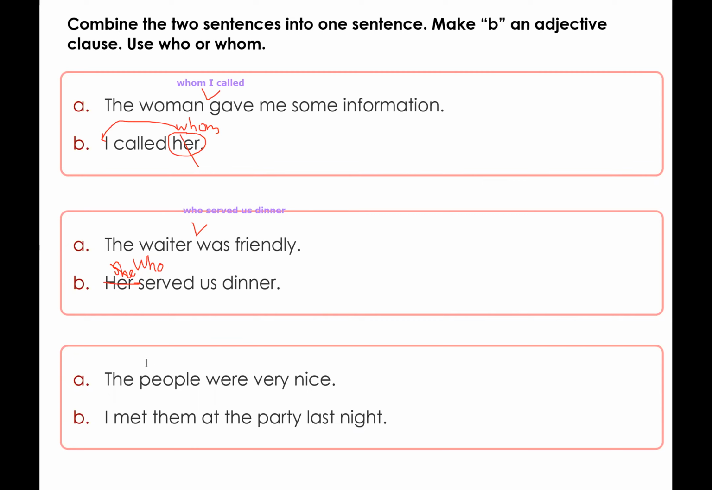Okay. And last but not least, the people were very nice. I met them. So the them is referring to the people. And this is the object. So I need to use whom. And I need to change the location of whom, move it to the beginning of the adjective clause. And I want to place it after the antecedent. The people whom I met at the party last night were very nice. Okay, and again, we're specifying a specific group of people, so we want to use an essential adjective clause.